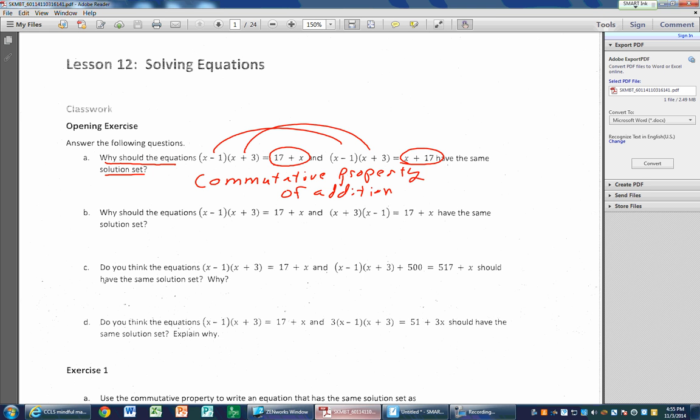Now, question B, why should the equations, same equation, x minus 1 quantity times the quantity x plus 3 equals 17 plus x, same first equation set, second set. Oh, there's the difference. Do you see it? x minus 1 comes first, and x plus 3 comes first in that. They commuted it, except this time the commutative property is of multiplication.